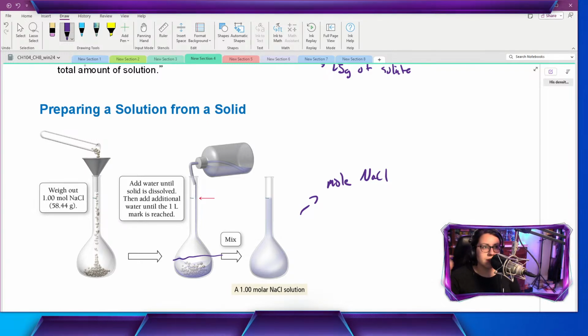So you kind of mix it, you shake it. These things are called volumetric flasks. And so what's kind of cool about them is they're only made for measuring one measurement. So in this case, right, they use a 1 liter volumetric, since we're trying to make 1 liter of a 1 molar solution.